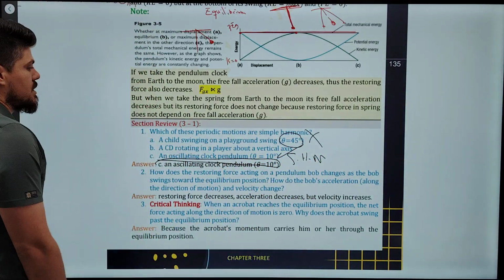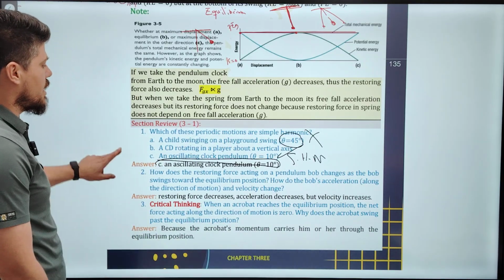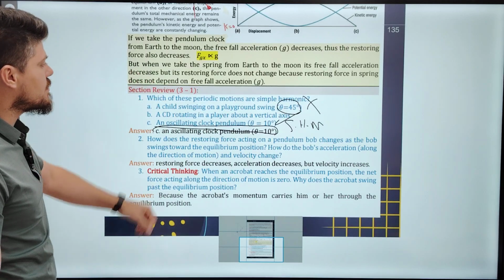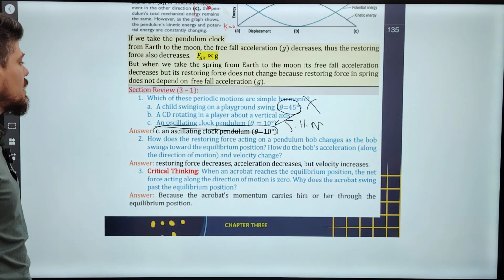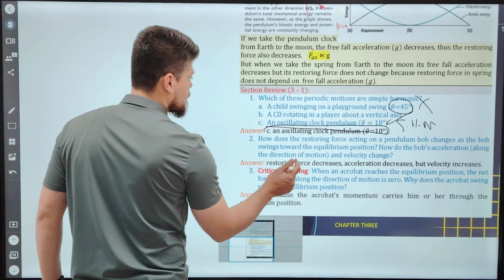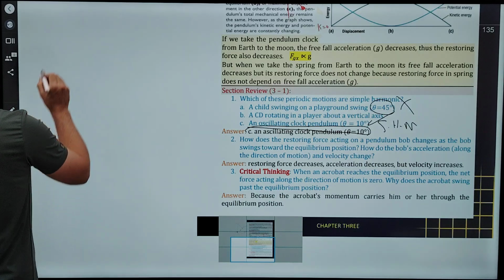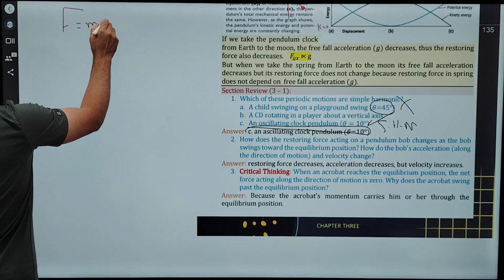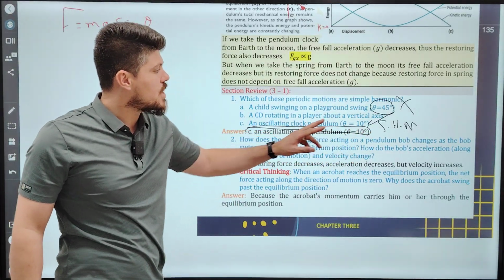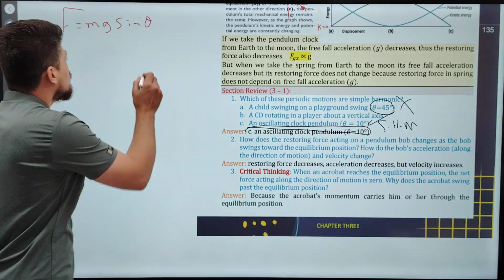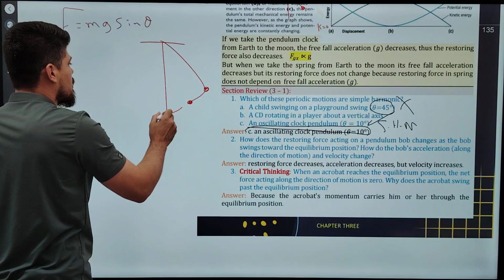This question is very important and it is very easy. It has been brought many times in the Wizari exam. I think more than 5 times this question has been brought. How does the restoring force acting on a pendulum, because the question is asked about the pendulum, restoring force in pendulum, mg sine theta, change as the bulb swings toward the equilibrium? It means that the object approaches the equilibrium position.